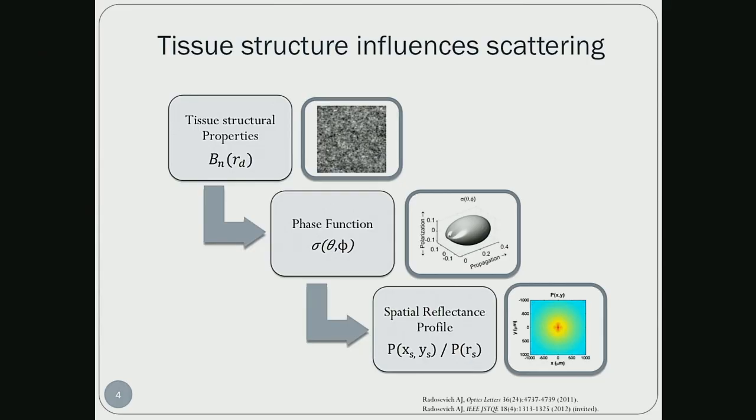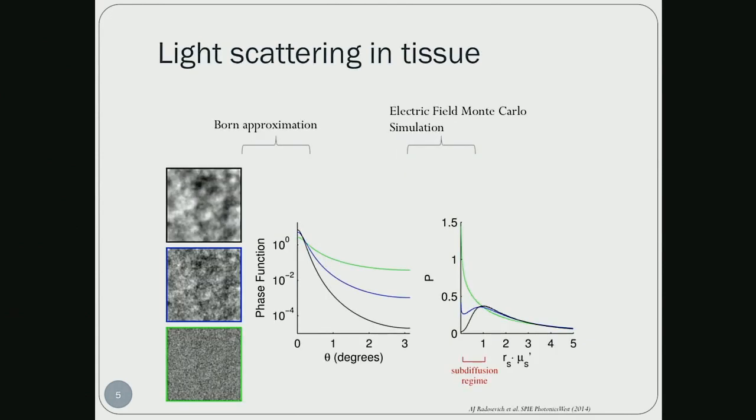Then through numerical methods like Monte Carlo, we can get multiple scattering, or the impulse response, or spatial reflectance profile. This implies that if you measure multiple scattering, you have sensitivity to single scattering or the phase function, which is analytically linked to the actual structures scattering light.